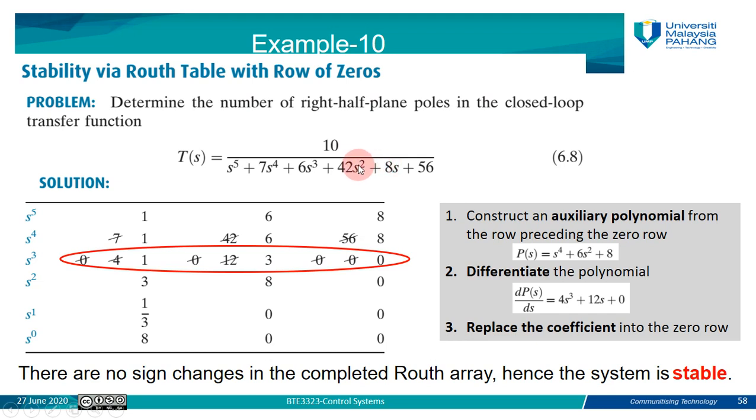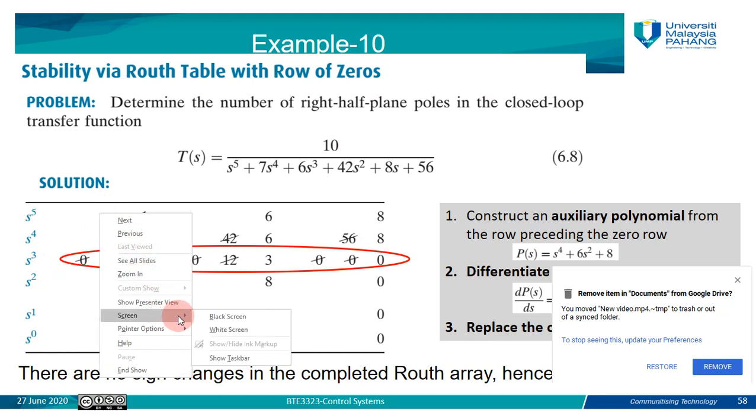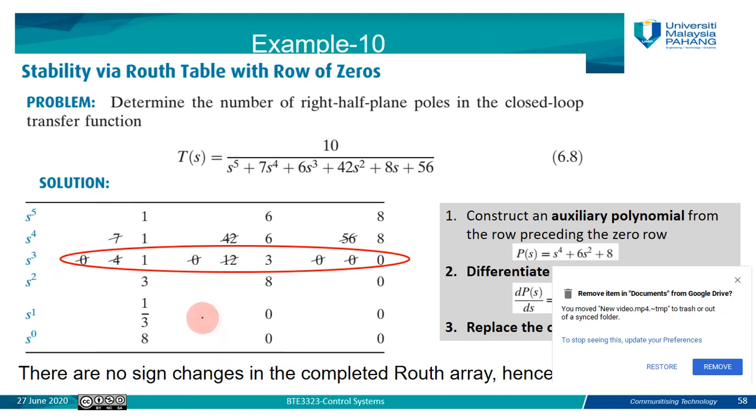That means one of the rows in the Routh table has all zero values. What do we do in this case? If you have an entire row of zeros, all coefficients after this row will be zeros. For example, in this Routh table, for the row s to the power of 3, all elements equal 0. The first is 0, the second is 0, the third is 0.